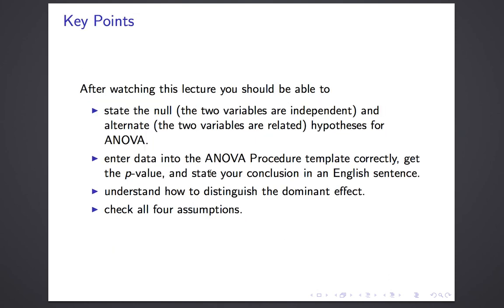Okay, here's what you should be able to do. After watching this lecture, you should be able to state the null and alternate hypotheses for ANOVA. By now, this should be getting kind of dull. The null hypothesis is the variables are independent, and the alternate is that they are related or associated. You should be able to enter the data into the ANOVA procedure template correctly and get the p-value and state your conclusion in an English sentence. You should understand how to distinguish the dominant effect if there's significant evidence. You can't take that as significant evidence for all the differences you see among the sample means. And you should check all 4 assumptions. The 3 usual ones plus the new one about the standard deviation.